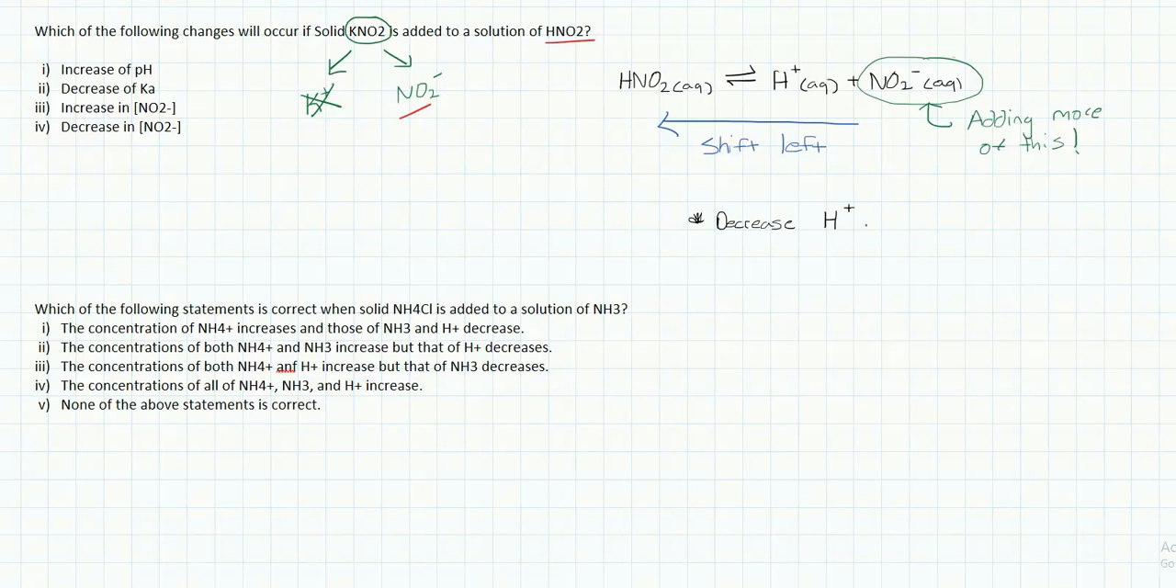If we're decreasing the H plus, then we're making the solution less acidic. Hence, we are increasing the pH. Remember, anything greater than 7 would be basic, and anything less than 7 on the pH scale would be acidic. So we're going to increase the pH if we're going to make it less acidic.